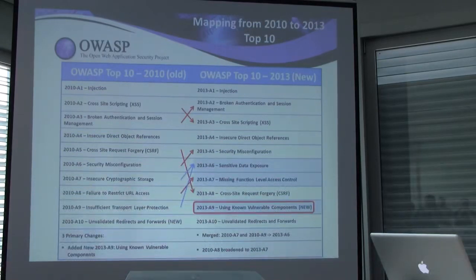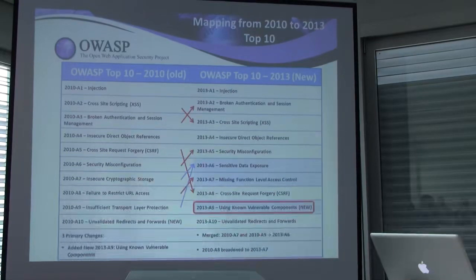So the first, the A2 and A3, reversed order. Not that cross-site scripting is any less prevalent, because it isn't. And I don't think authentication and session management issues are actually more prevalent. I think people are looking for them more. More consultants are looking at them really, really hard.